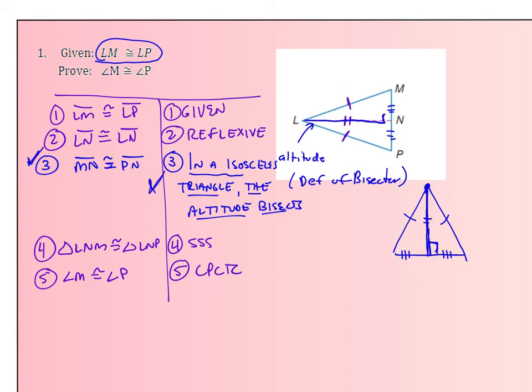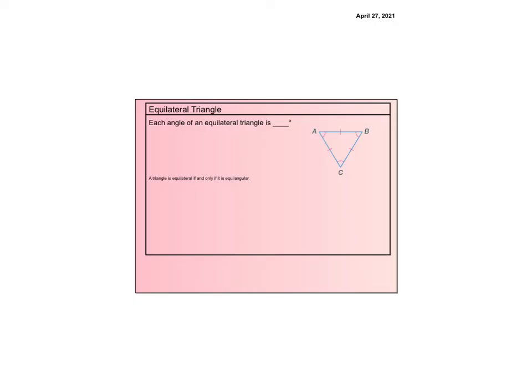It's kind of my big part. Now I wouldn't expect you to remember out of the blue that the altitude bisects in an isosceles triangle, but that's kind of why it happens. That's where it comes from.